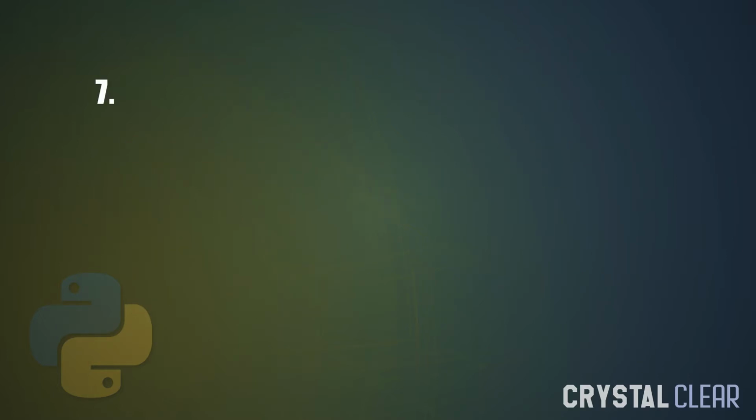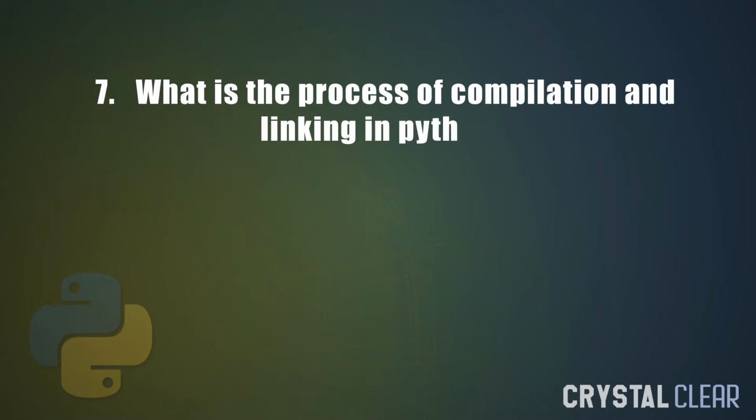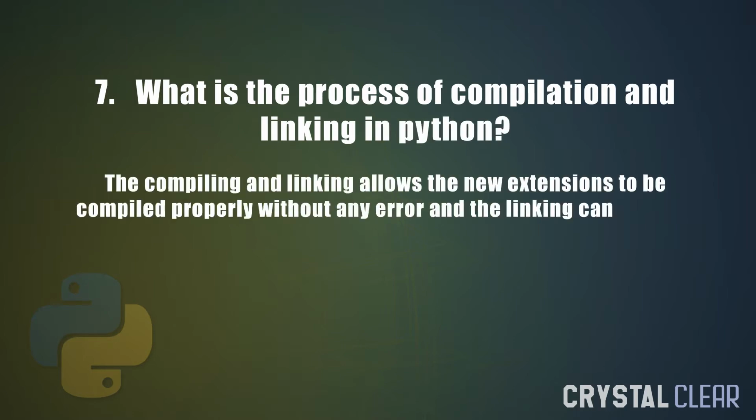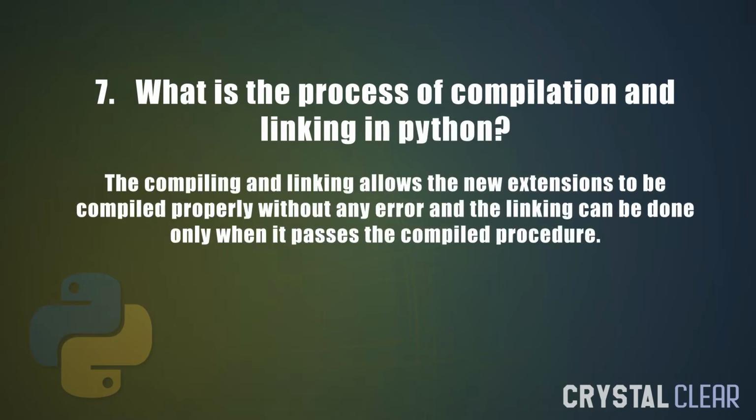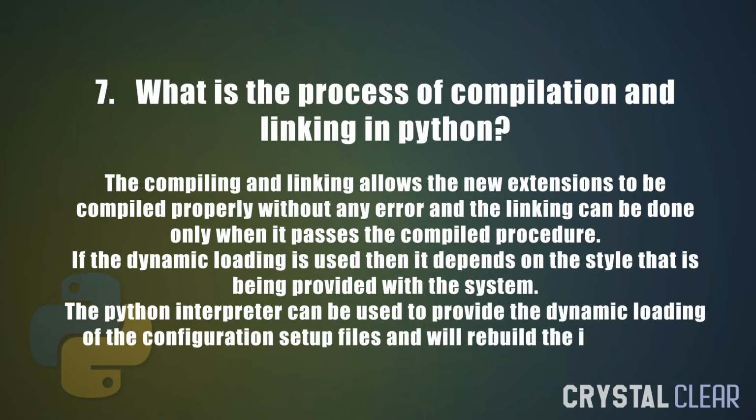Number 7. What is the process of compilation and linking in Python? The compiling and linking allows the new extensions to be compiled properly without any error, and the linking can be done only when it passes the compile procedure. If dynamic loading is used, then it depends on the style that is being provided with the system. The Python interpreter can be used to provide the dynamic loading of the configuration setup files and will rebuild the interpreter.